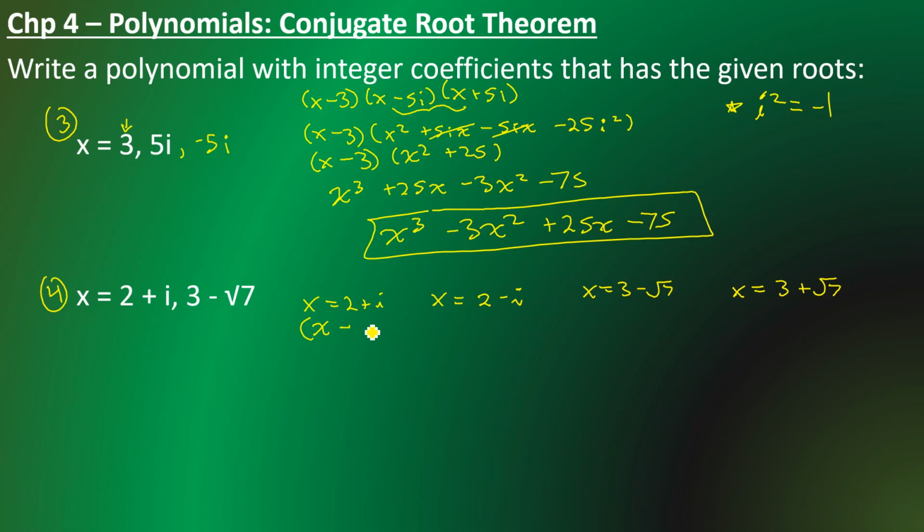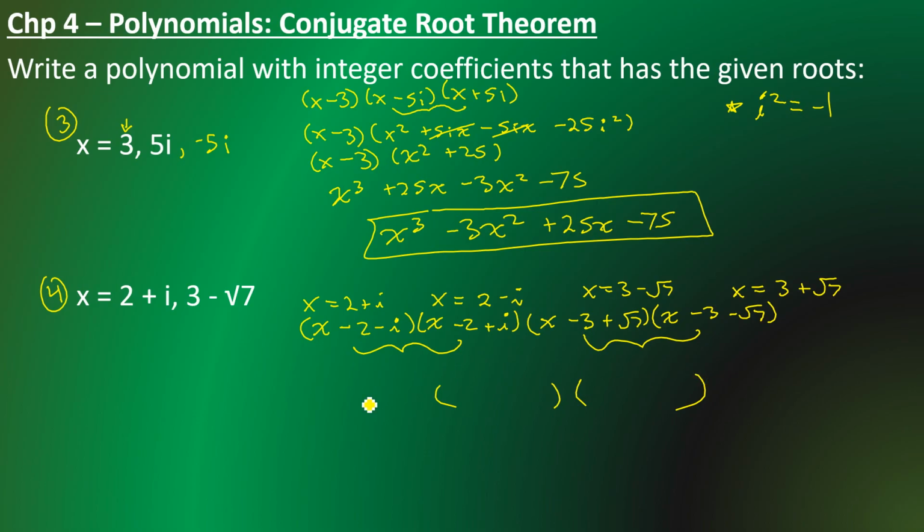Now I unsolve all of these, and remember, you need to have the x. It does not disappear. x minus 2, minus i. x minus 2 plus i. I have the x. Subtract the 3, add the root 7. So x minus 3 plus root 7. Then we have x, subtract the 3, minus root 7. And then, if we were going to multiply it out, we would multiply these first and these, and then multiply those two answers together. And it would take a really long time and not really worth it right now.